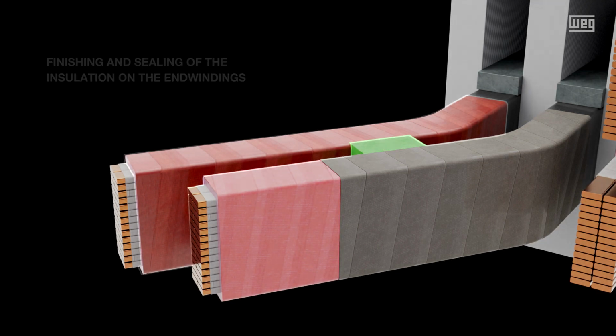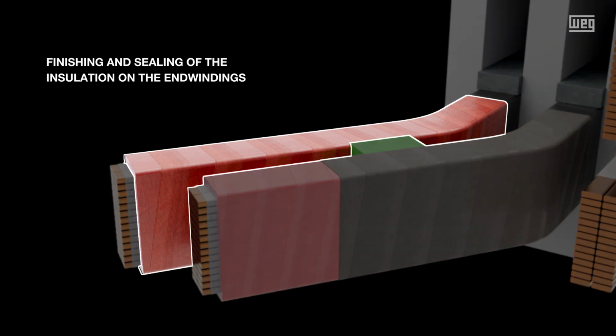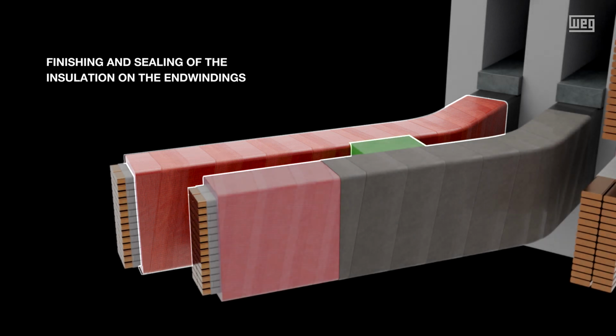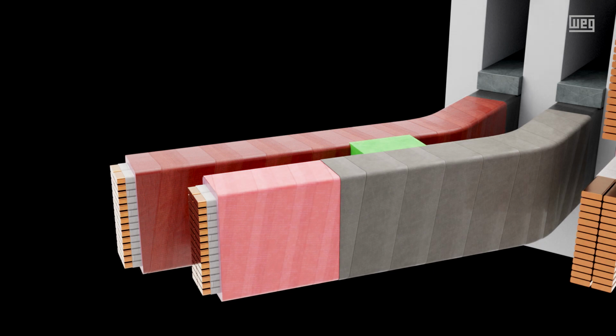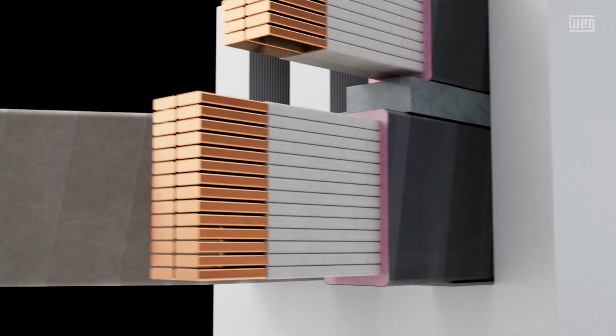A heat-shrinkable tape applied to the end windings improves the retention of resin during the production, as well as provides better sealing of the insulation system against water, forming a homogeneous surface, thus preventing surface and corona discharges from taking place.